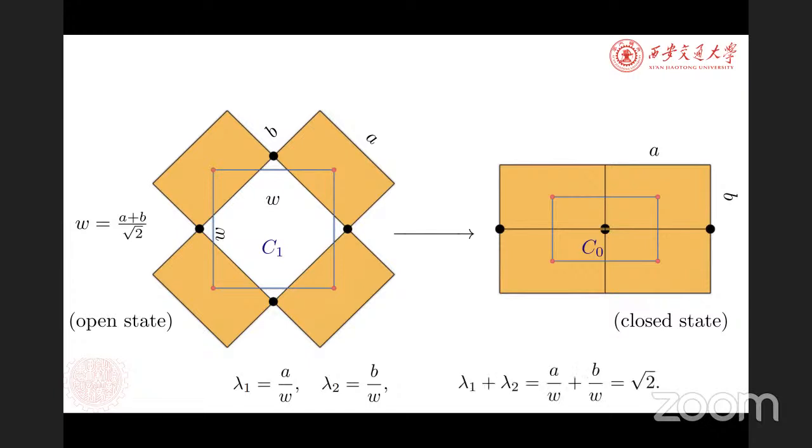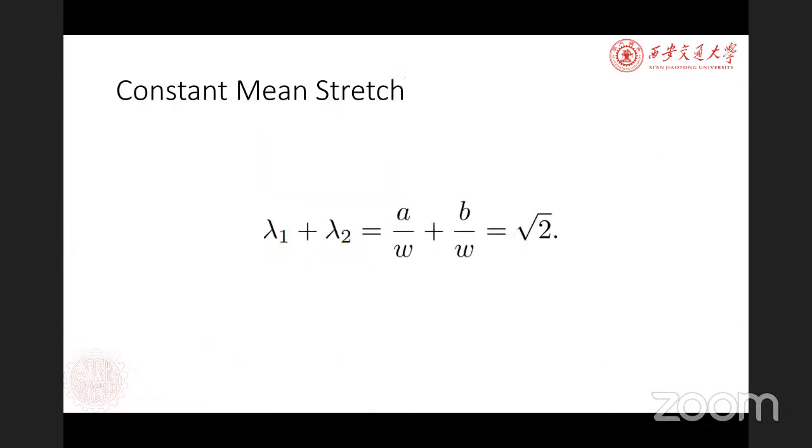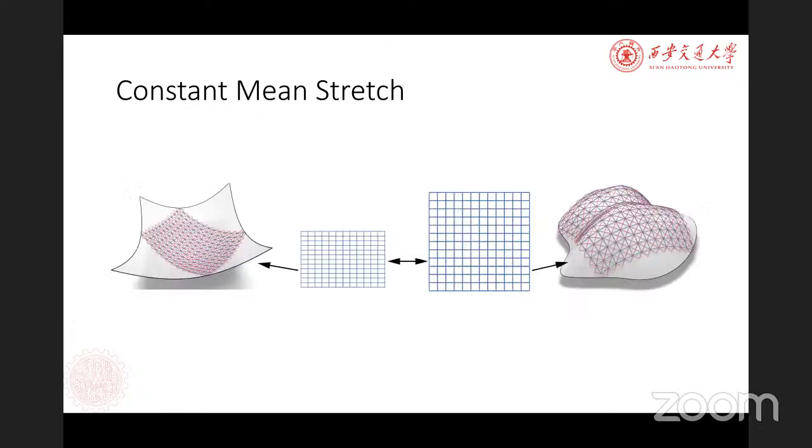Then we get the conclusion that the sum of these two stretches, or the mean value of these two stretches, is a constant value. This is a constraint we use in the design of structure deformation from a closed to an open state. It's quite simple. So here is an example.